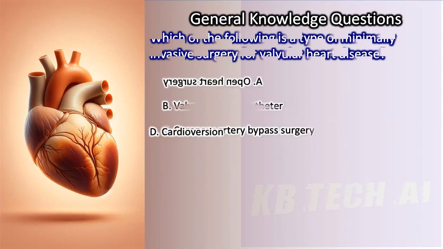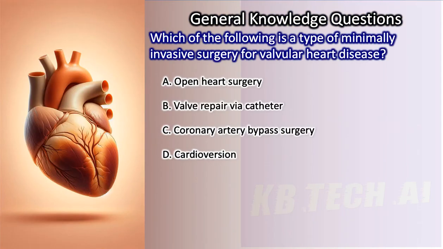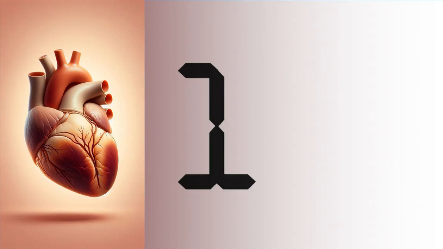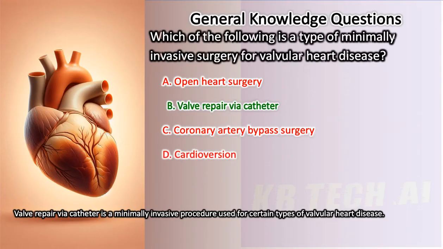Which of the following is a type of minimally invasive surgery for valvular heart disease? Option 1, open heart surgery. Option 2, valve repair via catheter. Option 3, coronary artery bypass surgery. Option 4, cardioversion. The answer is option 2, valve repair via catheter.